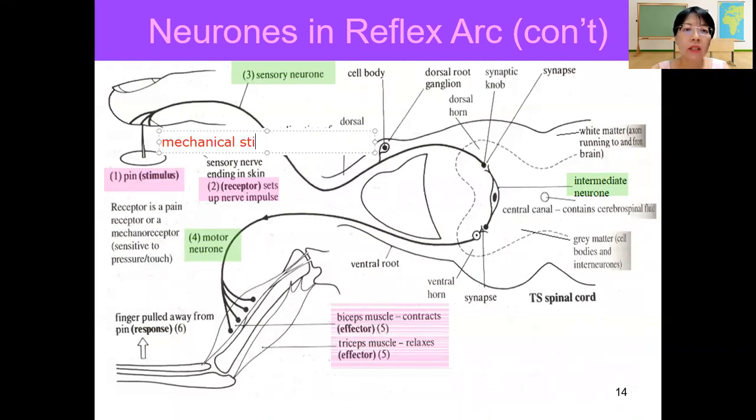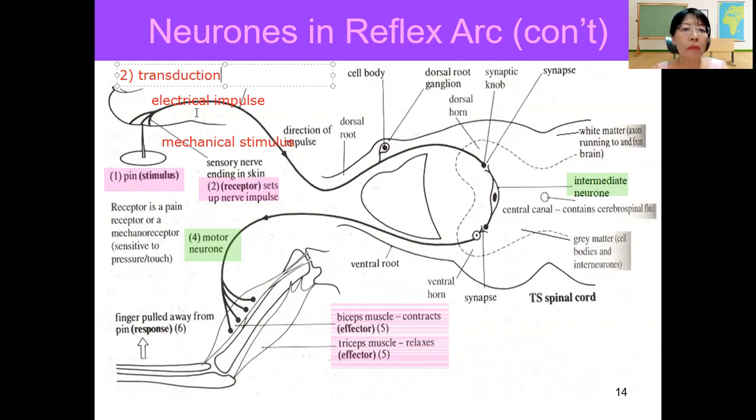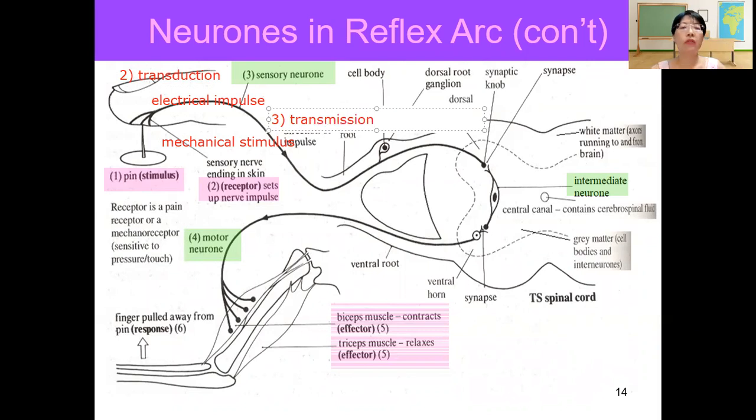Mechanical stimulus. Once it receives this stimulus, it converts the energy of the stimulus into an electrical impulse, by the process called transduction. So number one, you have the stimulus. Number two, transduction will happen. Number three is transmission of the electrical impulse.